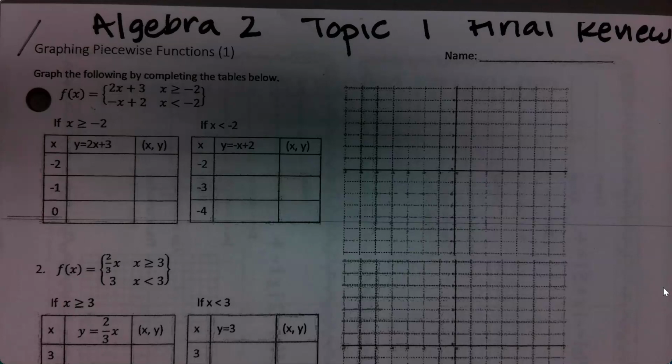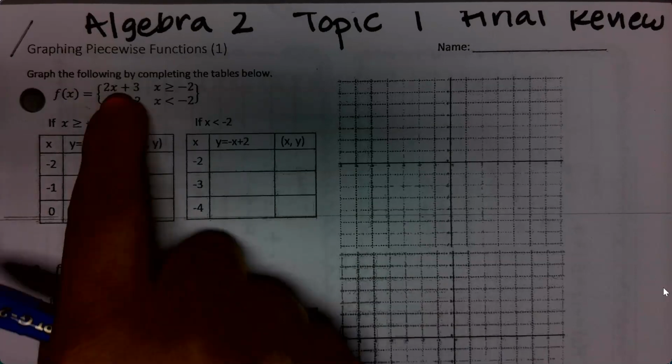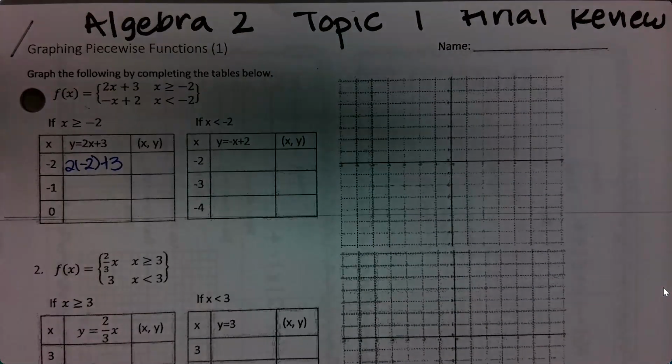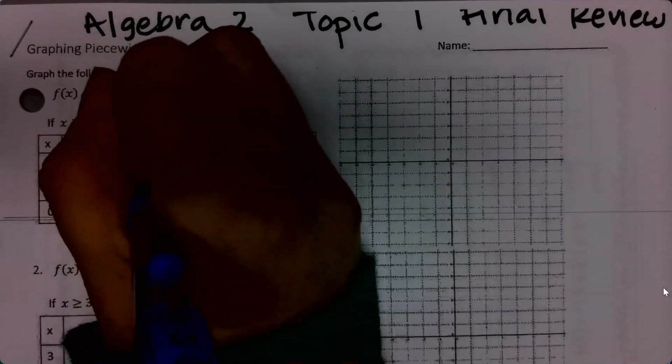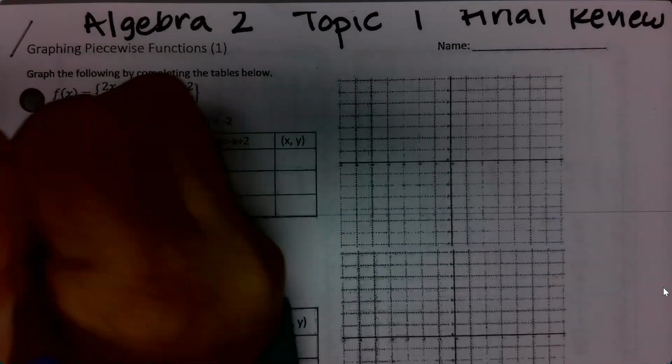So what we're going to do is plug in points on these equations. We're going to split it up into two different equations because there are two equations up here. On the first one, I'm going to plug in negative 2. So I'm going to have 2 times negative 2 plus 3. 2 times negative 2 is negative 4, plus 3 is 7. So I plugged in negative 2, I got out 7. I'm going to do the same thing for negative 1.